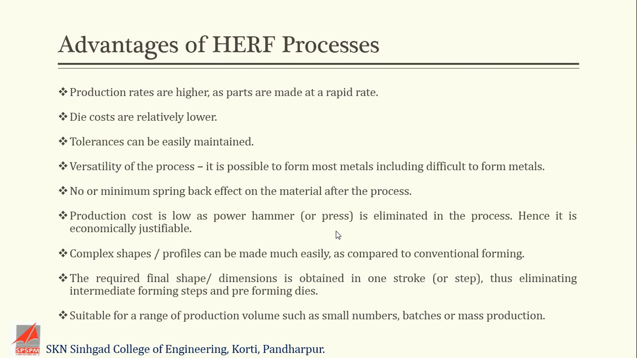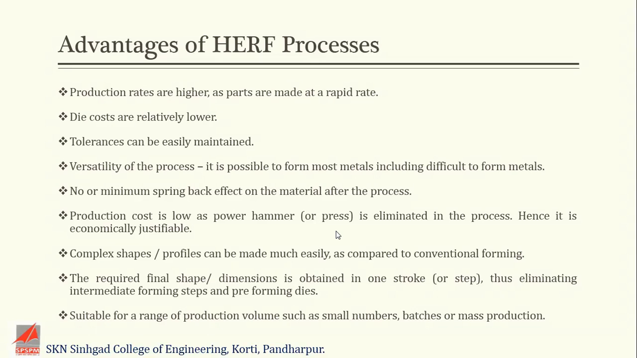Now we will see the advantages of this high energy rate forming process. Production rates are higher as parts are made at a rapid rate, which means this process is faster as compared to conventional forming process. Die costs are relatively low. In case of conventional forming, I told you the dies are made up of tool steel or die steel or tungsten carbide, and their machining cost is also more, but in this case dies have a lower cost. Tolerances can be easily maintained, which is difficult to maintain in case of conventional forming process.